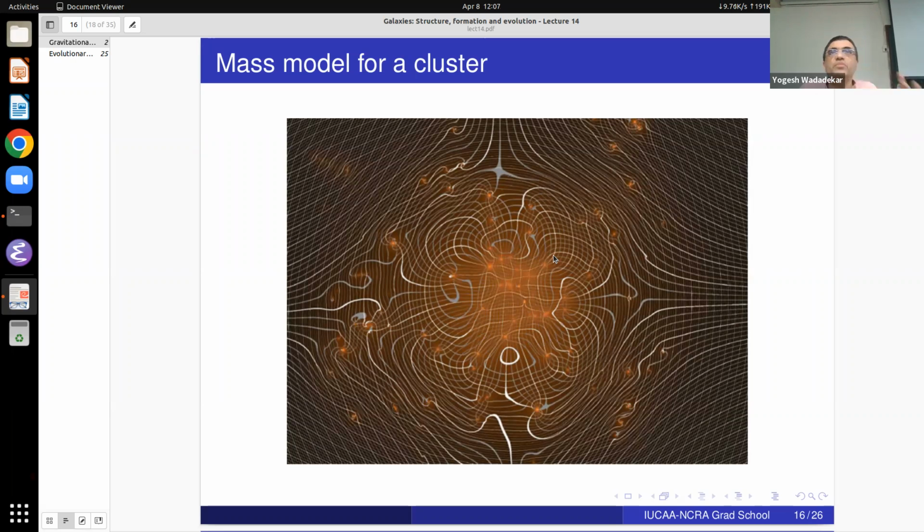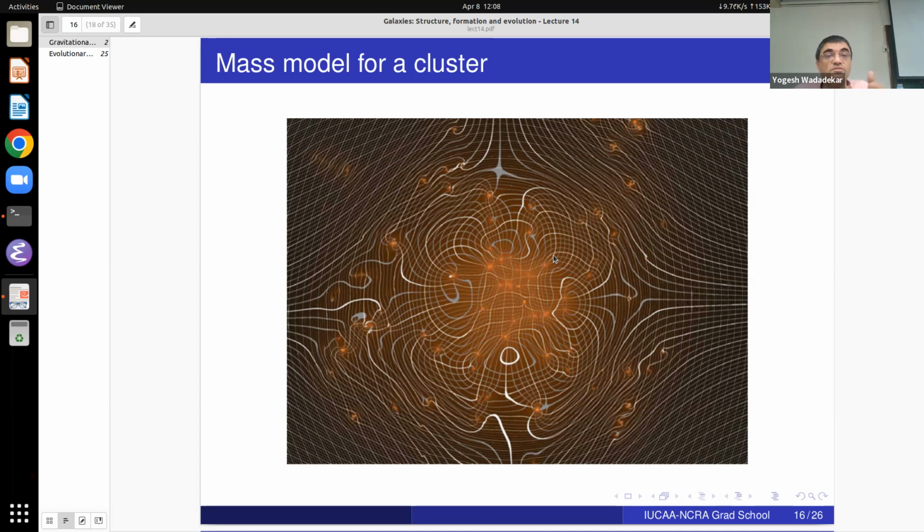And the more arcs there are, the better constrained your mass model is. You can't do it with 1 or 2 arcs, but if you have 10 arcs, 15 arcs, then you can do it. And so this has been done for some able clusters.